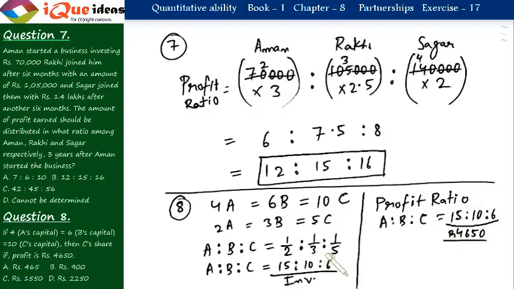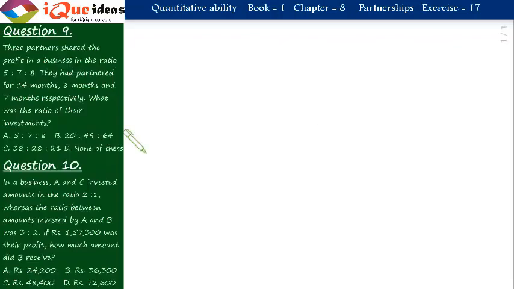Now what do we have to do? We have to find the C's share out of the profit. Now C's share out of the profit would be 6 divided by 15 plus 10, 25 plus 6, 31 into 4650. Now 31 15 times is 465. So this will be 150. So 6 into 150, that is 900 rupees. This is the profit share of C.